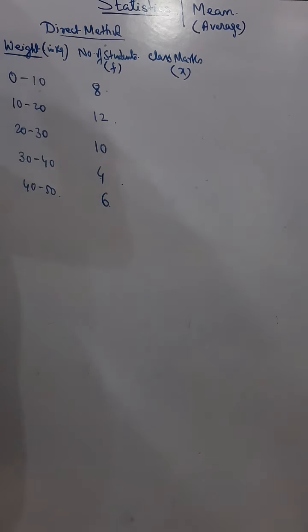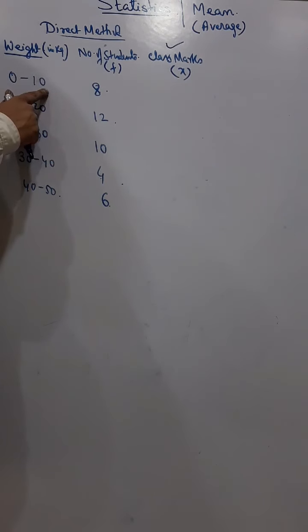So this is the direct method when the class intervals are given: 0 to 10, 10 to 20, 20 to 30, 30 to 40, and 40 to 50. And then the number of students is given. Now, in every class interval sum, the first thing we have to find is the class mark. What is class mark? Class mark is the mid value of the class. For that we add the lower and upper limits and divide by 2.